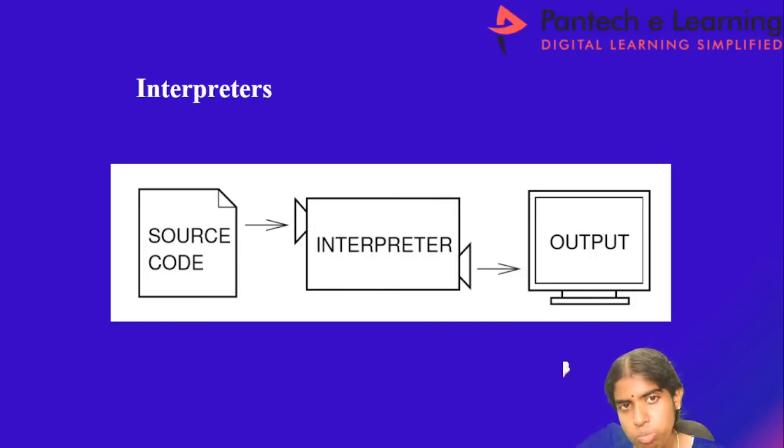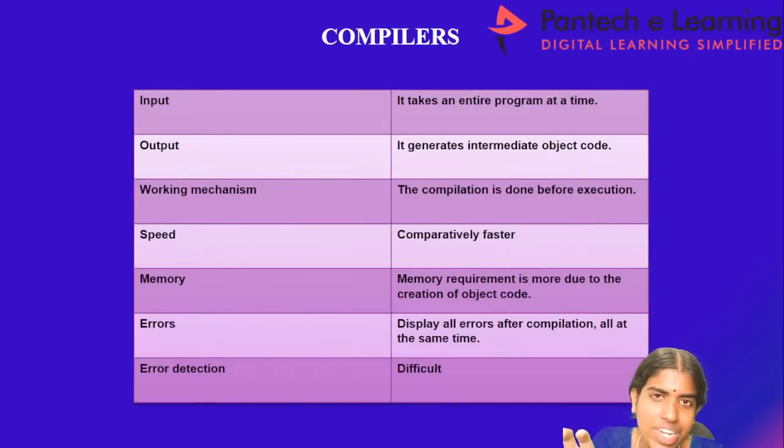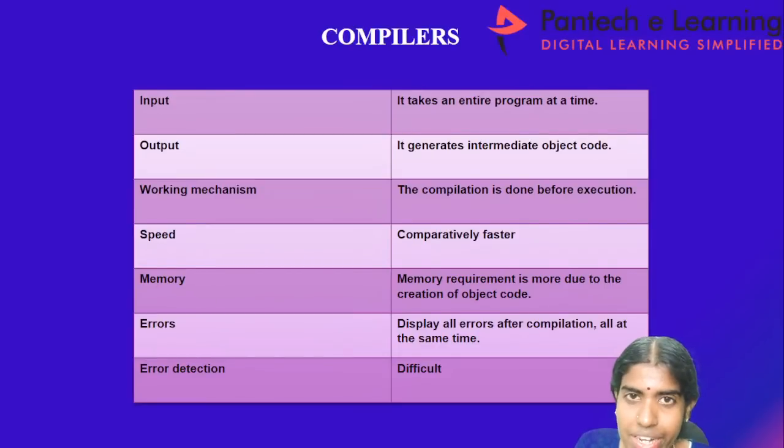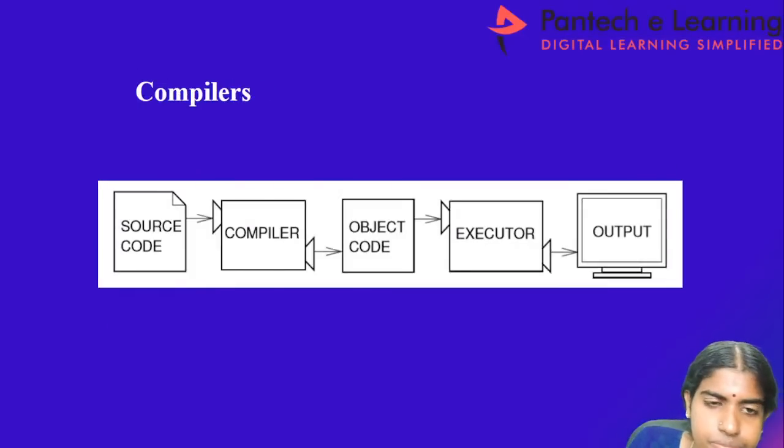So what are all the different modules or units that are present in an interpreter? What is the main difference between an interpreter and a compiler? An interpreter is going to take each and every line of code, whereas a compiler is going to take an entire program. So I am going to compile the entire program and I am going to generate the output. Clear with this? So all these are the major differences between an interpreter and a compiler.